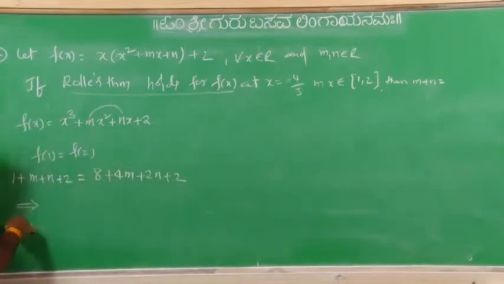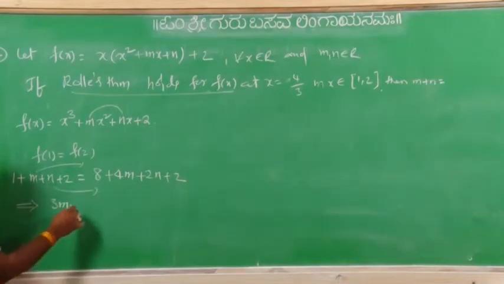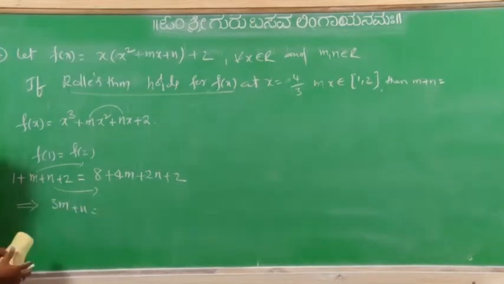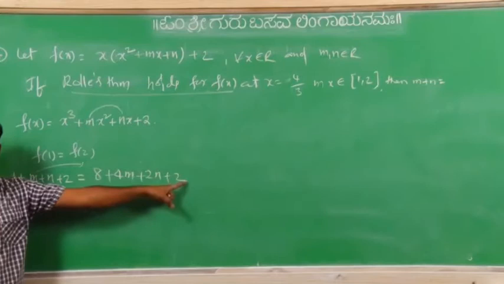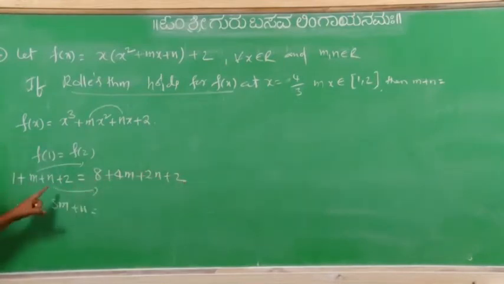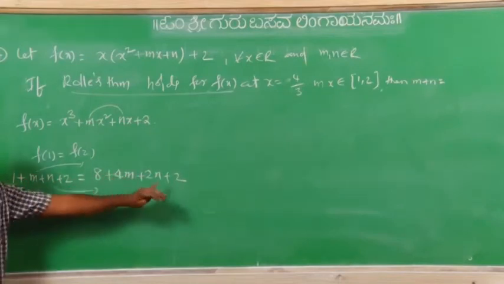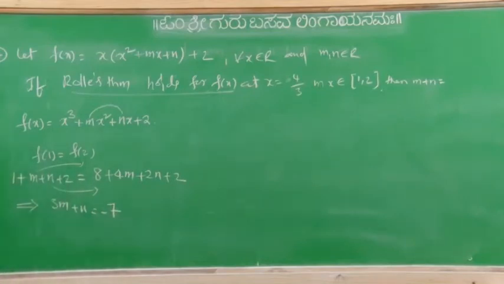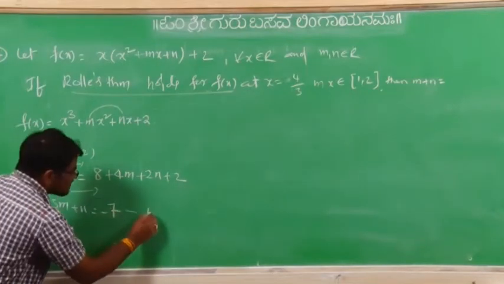Now that implies, bring m that side, 3m, bring n that side, plus n. These are the 8 plus 2, 10. Bring this 10 to this side. What will you get here? 1 plus 2, 3. So plus 3 minus 10 means minus 7, no? Right. So 3m plus n equal to minus 7. Take this as equation number 1.